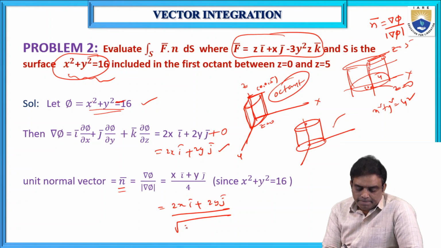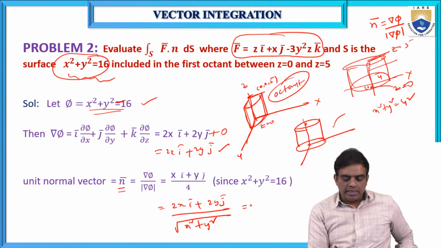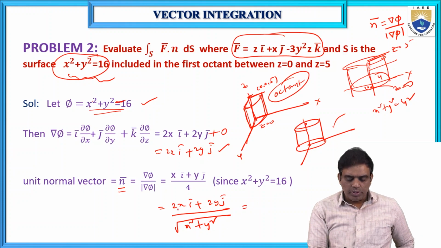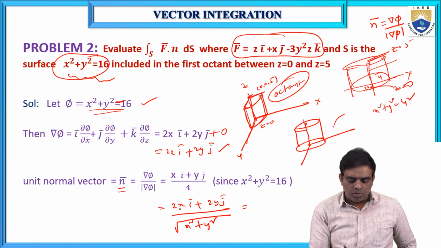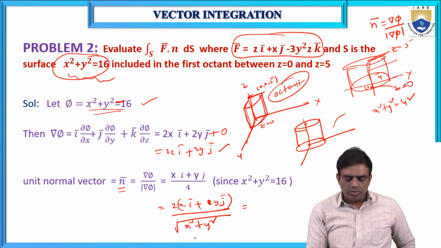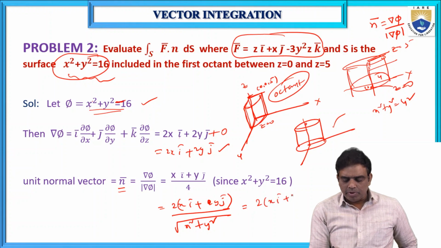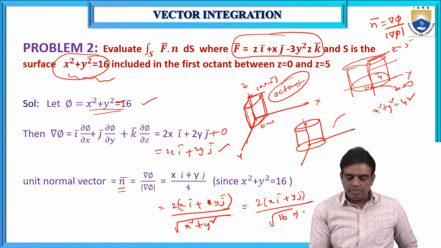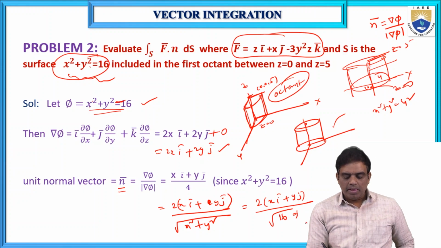So this is x square plus y square. So that is equal to 2 into x i bar plus y j bar, with the 2 taken outside, divided by 2 into root of x square plus y square. That is, x i bar plus y j bar by root x square plus y square, which is root 16.